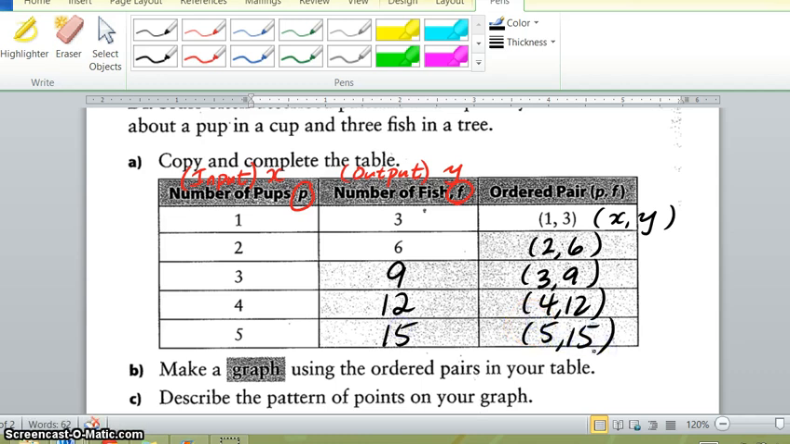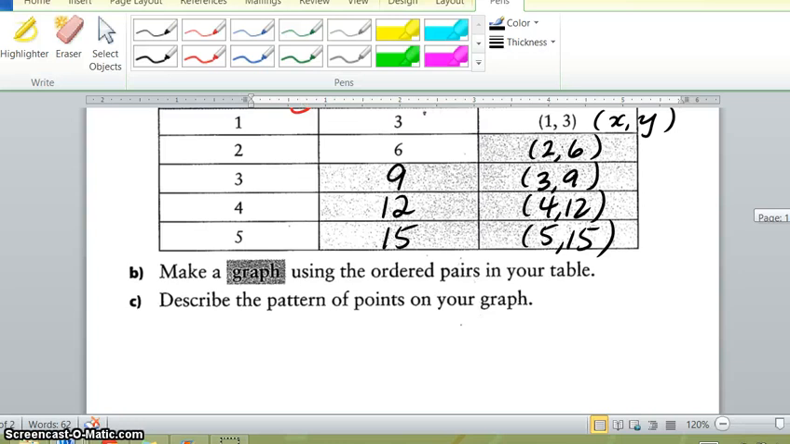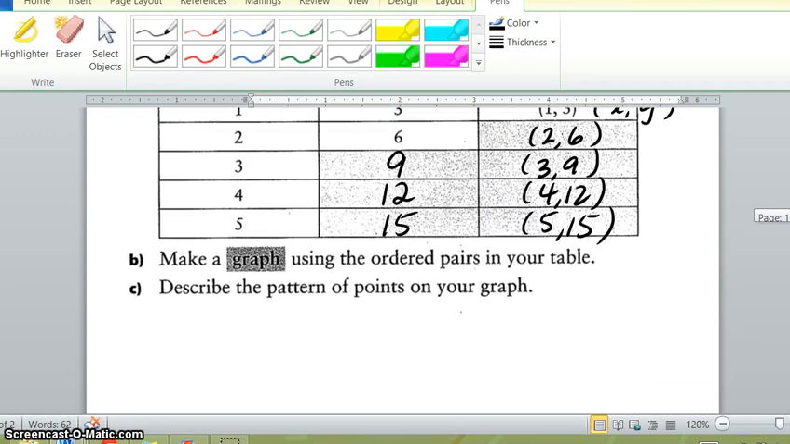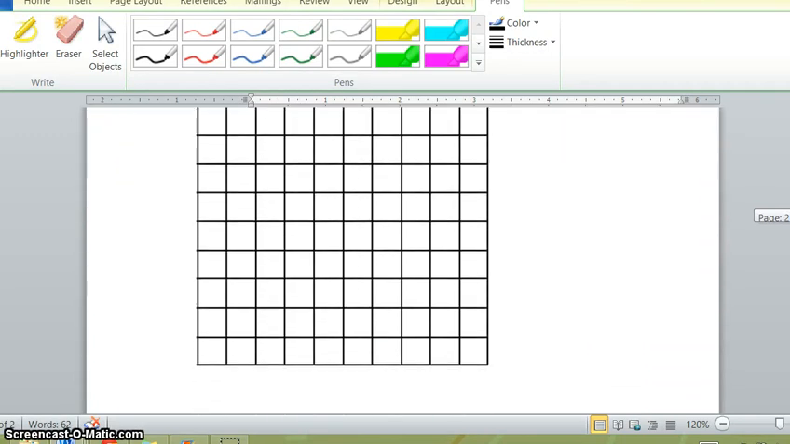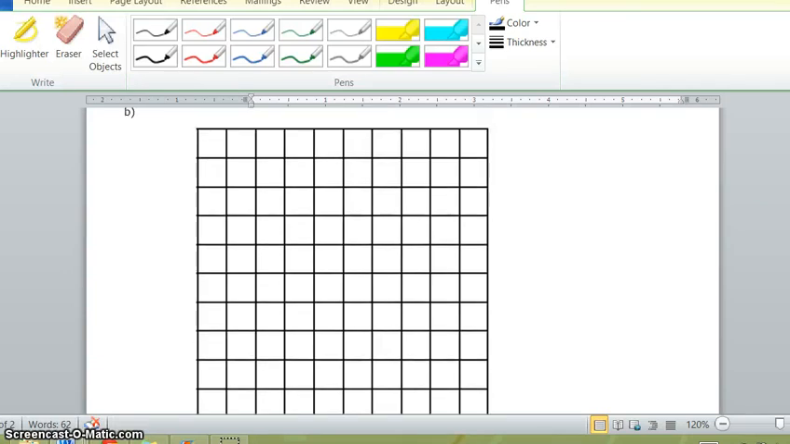Okay, so that is A for you. So we have the number of fish filled out and all of the corresponding ordered pairs. So the next step is to make a graph using the ordered pairs in our table. As a review, think about all the elements that you need to set up your graph first.